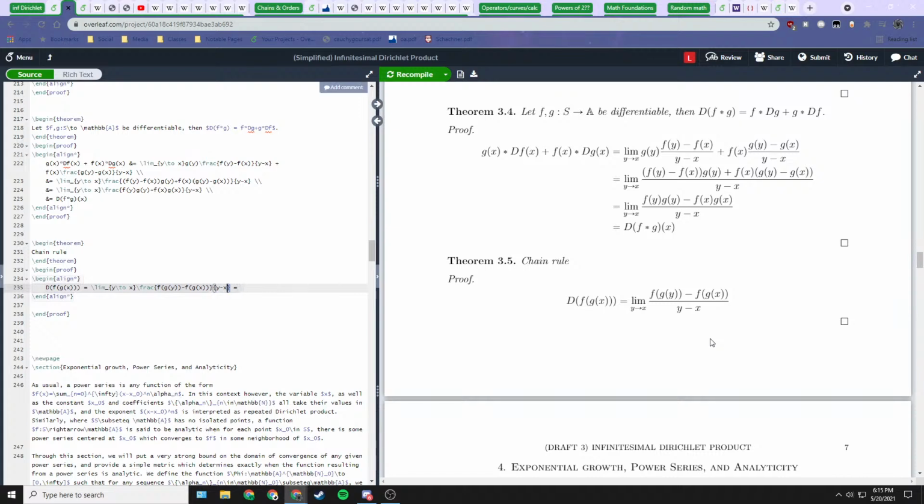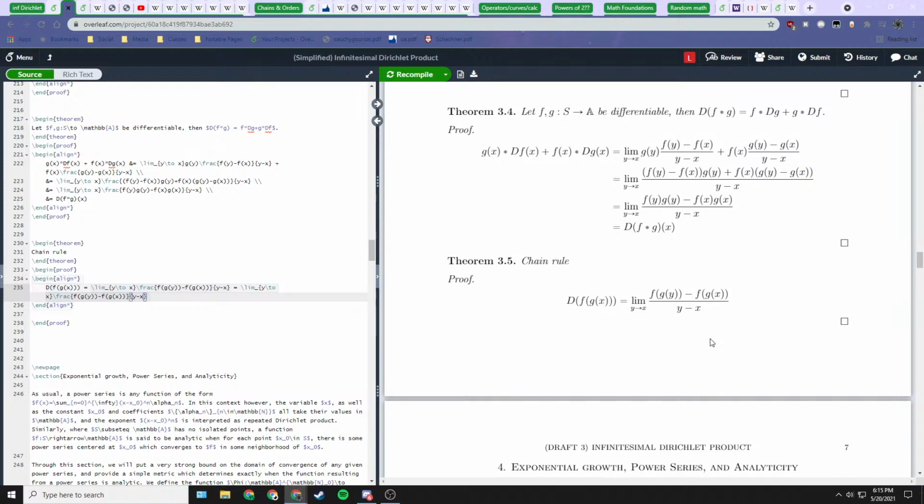What we want to be able to say is that this is the same as f prime of g of x. So in the bottom, instead of having y minus x, we want g of y minus g of x. But then we'll multiply by g of y minus g of x and divide by y minus x. So this is sort of what we want to do.